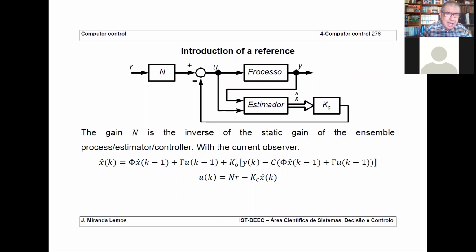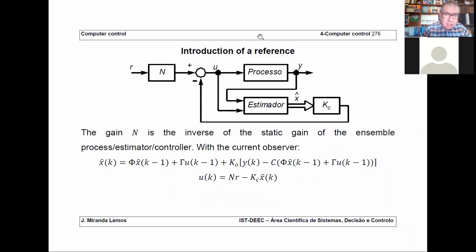Now, how can I select N? Can someone give me a hint? What should N be? You have here a linear system, okay? Suppose that I don't have N, I just put r. Do you think that y would be close to r? This is a linear system, okay?